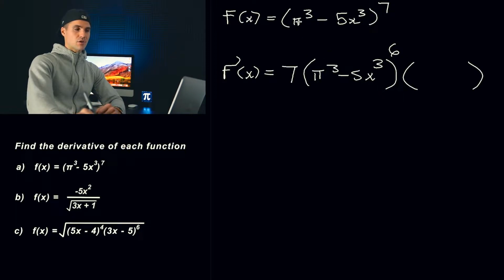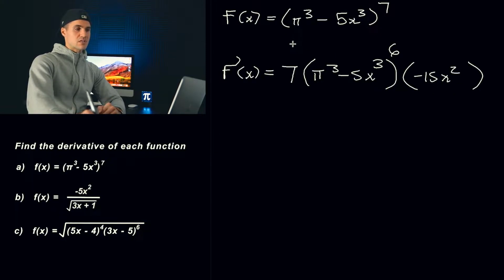Now you got to be careful here. This pi cubed, pi is not a variable, that's a constant, right? So a lot of times students will derive this. They'll be like, oh, it's 3 pi squared, they'll put here. But the derivative of a constant is just 0, right? So this is just a constant, that becomes 0, so then the derivative of negative 5x cubed would be what? Negative 15x squared, like that. So be careful with these little tricks.